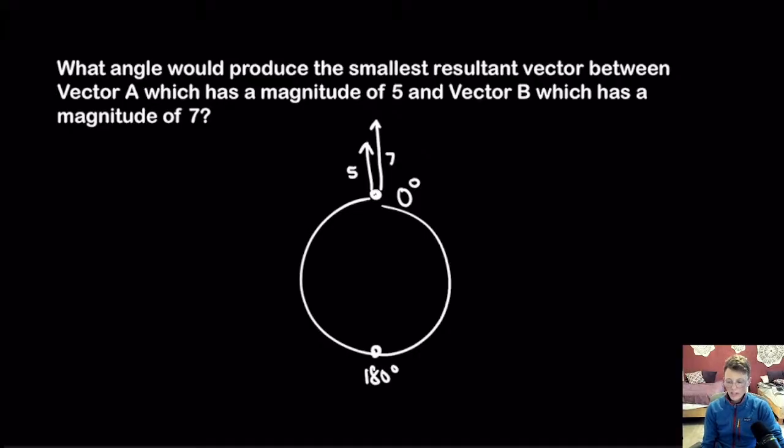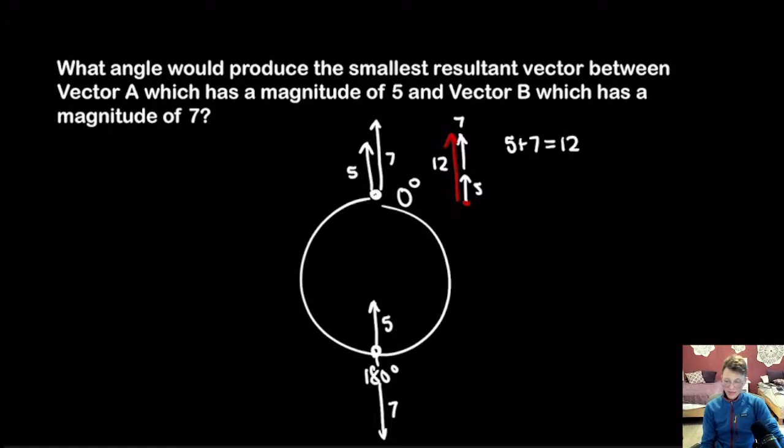Or we could say, what if these were at 180 degrees? So that would be one pointing like this, say that one is 5, and then our 7 pointing like this here. So if I look at the first case and use my tip-to-tail method, this 5 is matched up with a 7. If we go from start to finish, these two things are just going to get added together. So it'll just be 5 plus 7 for a total of 12. And this is probably not going to be the smallest resultant vector because we literally put these things so that they point in the exact same direction and add up. That's probably not going to do it.